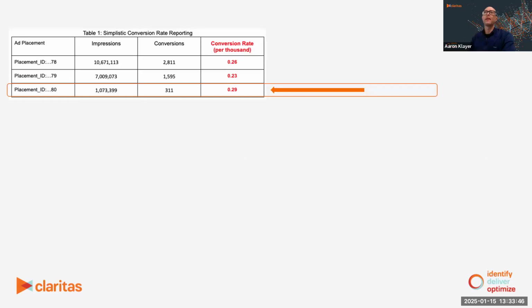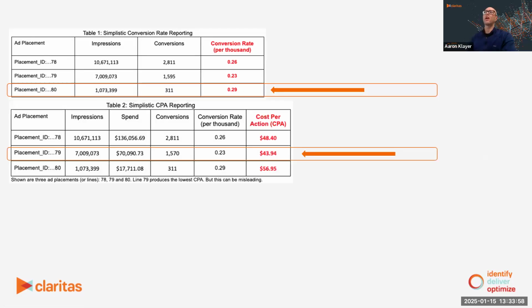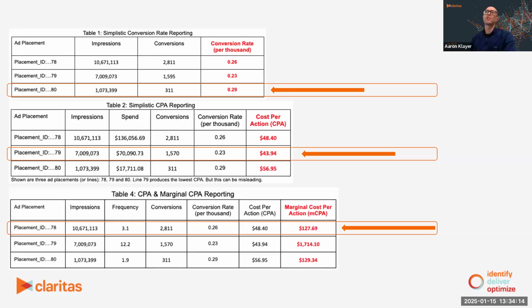So let's recap that a little bit. Here we have simple conversion rate. You've got this placement 80, where you see it has the highest conversion rate. But when you continue to layer in the cost per action, you actually see that placement 79 has the lowest cost per action, which is where you would want to increase your bang for your buck. But then layering in that cost per action and marginal cost per action, you see something different. You see actually placement 78 with a marginal cost per action, how much it is going to cost to drive a conversion for the next ad, is the lowest at 127.